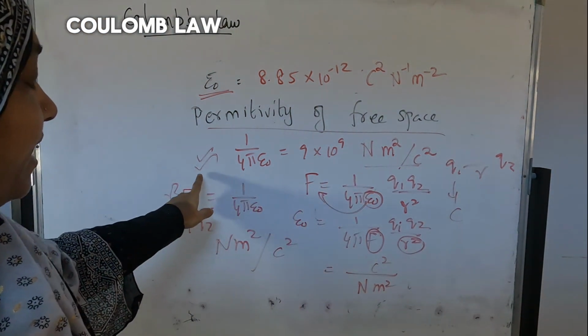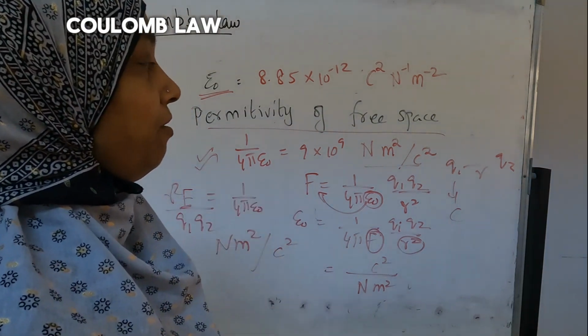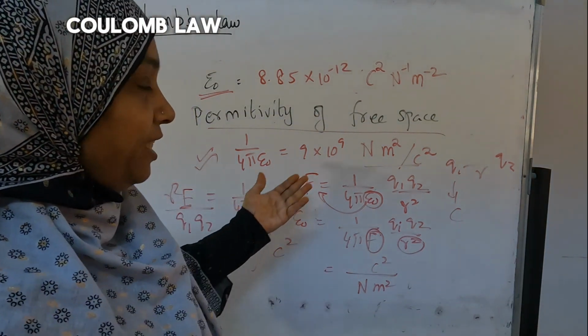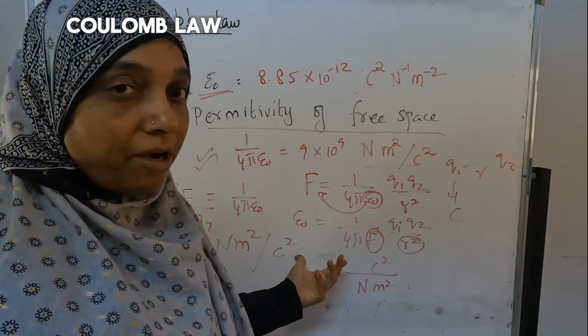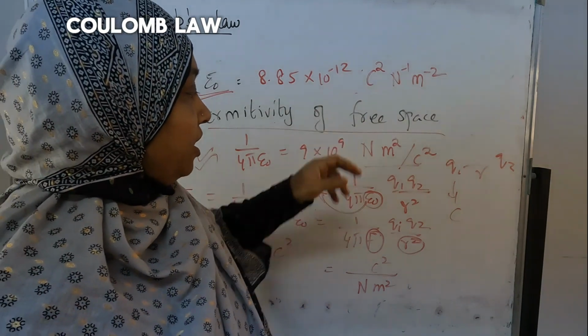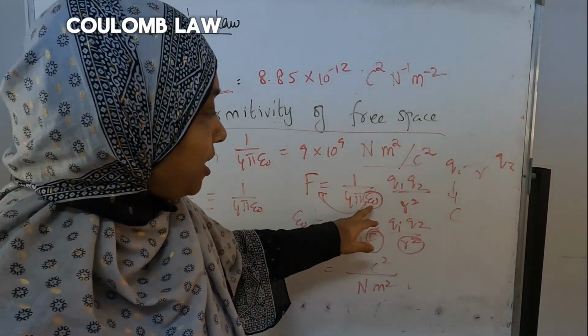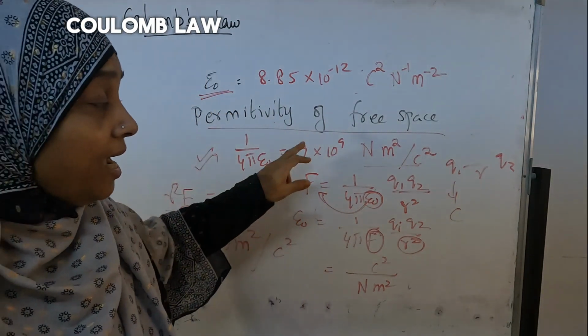So we can derive the SI unit from the formula itself if you know the basic SI units of the quantities. You don't need to study this separately. Clear? Okay, so the force formula is what? 1 by 4 pi epsilon naught Q1 Q2 by R square. This is Coulomb's law.